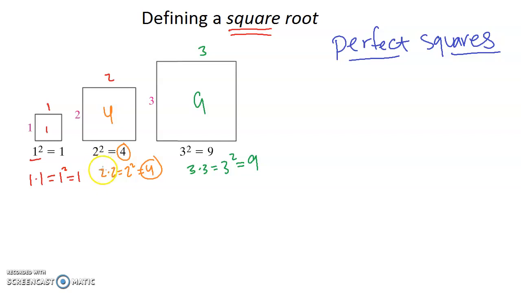Whenever you have whole numbers or integers multiplied by themselves, we call those perfect squares. Here are some examples of perfect squares: 1 times 1 is 1, 2 times 2 is 4, and 3 times 3 is 9.